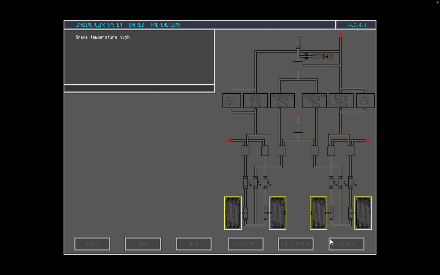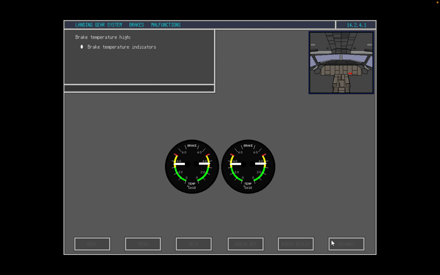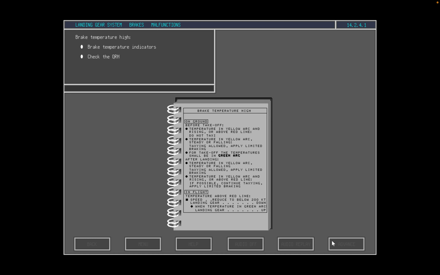In looking at non-normal operations of the braking system, we shall initially consider high brake temperatures. Brake temperatures are shown on the brake temperature indicators on the first officer's instrument panel. If the needles show temperatures in the yellow sectors or above the red marker, the brake temperatures are too high. The appropriate procedure for this malfunction is shown in the QRH. Please note that if one brake shows a significantly higher temperature than the others, this may indicate a brake malfunction.